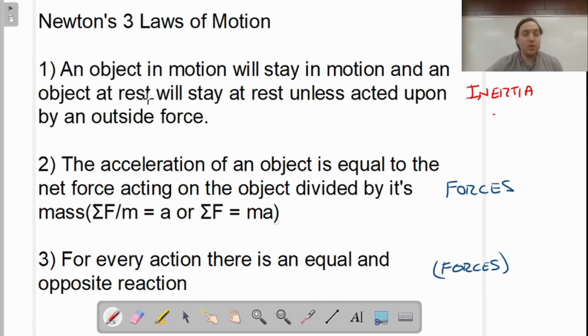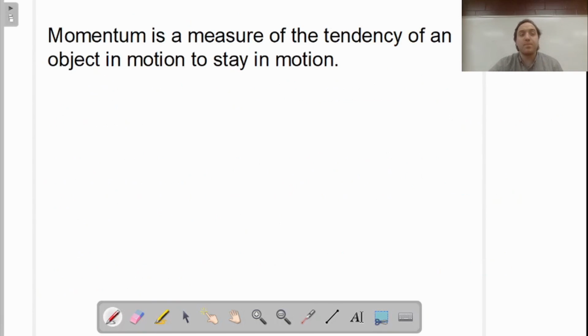Today we're going to focus on the first law. An object in motion will stay in motion, and an object at rest will stay at rest unless acted on by an outside force. This idea of inertia, the tendency for an object to keep doing what it's doing, is often also referred to as momentum. To get a little more specific, momentum is a measure of the tendency of an object to stay in motion. You often see or hear the term "momentum is mass in motion," which means it depends on how fast it's going and what the mass is.